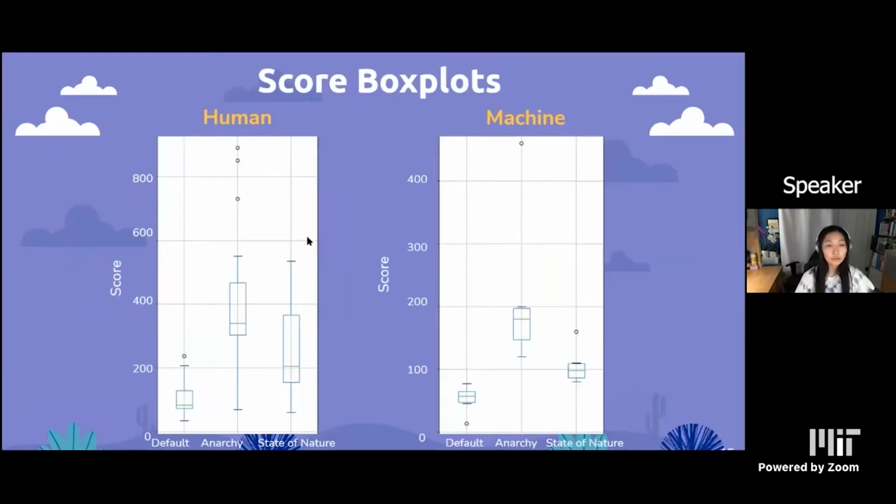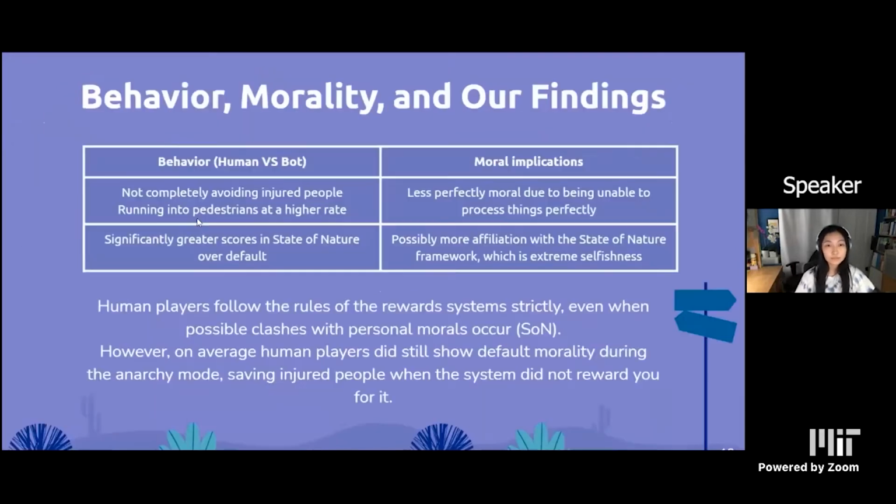Here we have both human and machine play box plots of scores for each mode. The human distribution tends to skew more right than the machine. Both distributions have outliers, with humans having especially more in anarchy mode, a few human players scoring very well in this chaotic mode. Humans also have a higher median score overall, as well as a much greater range, which could be caused by a dramatic difference in strategy by humans.